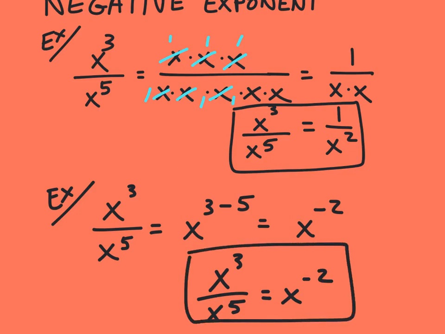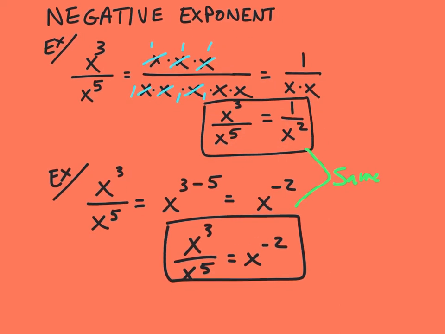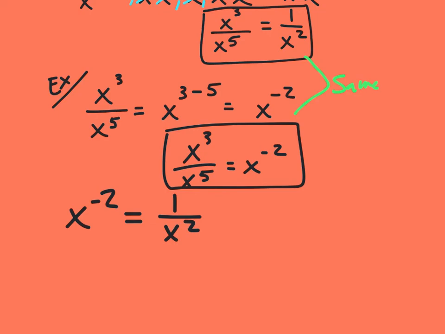I've got two statements here. When I did it one way and expanded it out, I got 1 over x squared. If I do it another way, using my rule, I get x to the negative 2. So here's the thing. These two things are the same thing. The thing we have to understand is that if I've got x to the negative 2 power, that's equivalent to saying 1 over x squared. That's the rule.